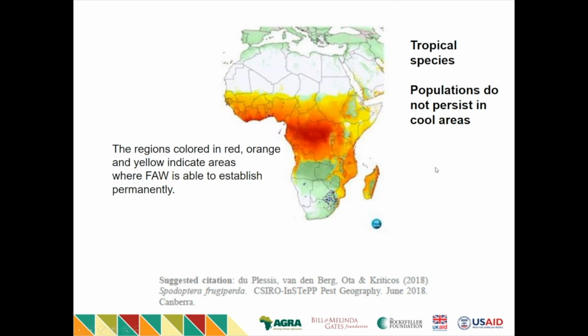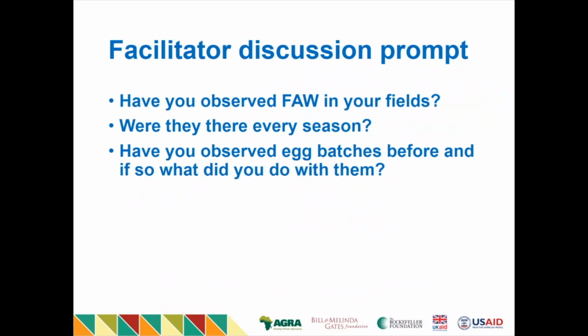And that is something that you can discuss with farmers when you give training or interact with them. For example, you can ask them, have they seen fall armyworm in the fields? Are they there every season? Do they think there's reinfestation all the time? And have they observed the egg batches which I showed you, and what do they do with them? Because just squeezing and killing an egg batch will also contribute to controlling the pest a little bit. So these are discussion prompts which you can use when you talk to farmers.